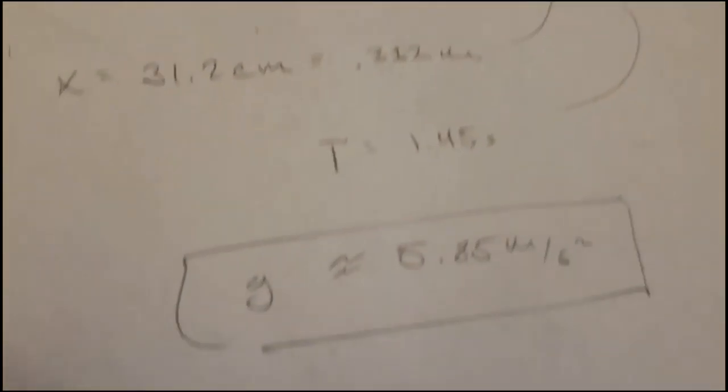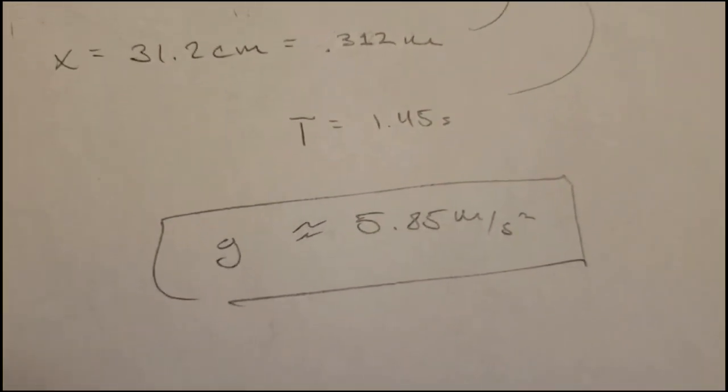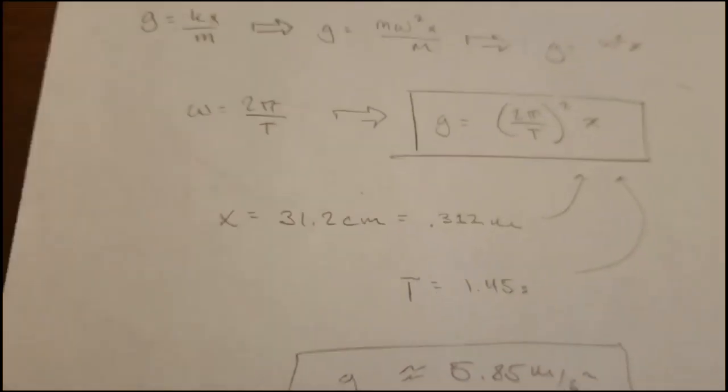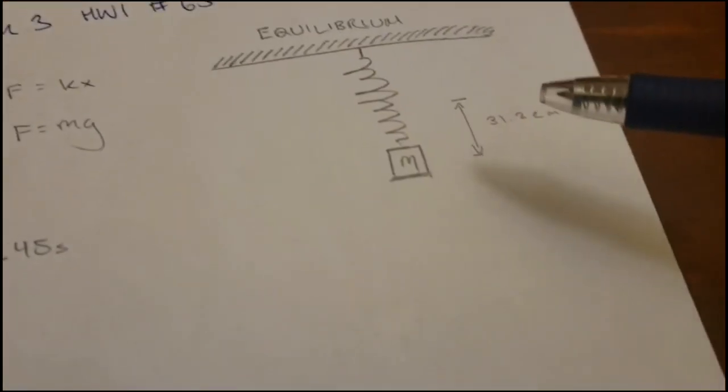Once you plug everything in, you should get 5.85 meters per second squared, or around there, depending on how you rounded. I think the biggest pitfall with this problem is probably just visualizing it.